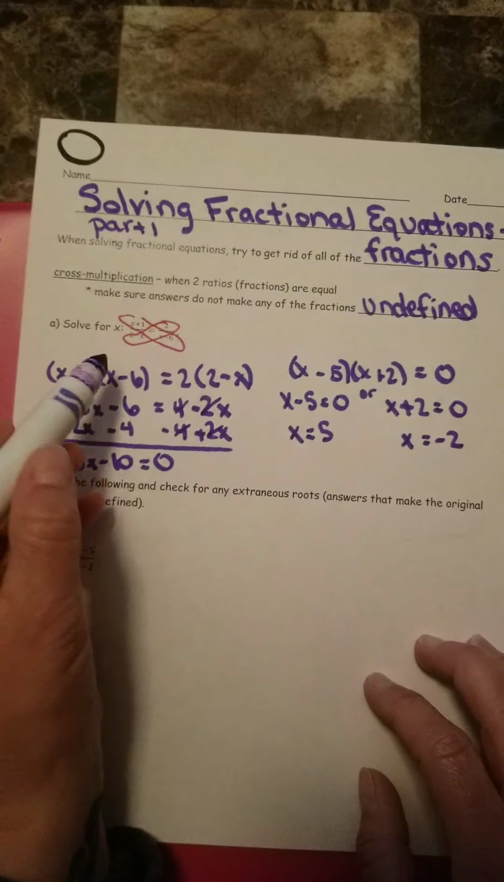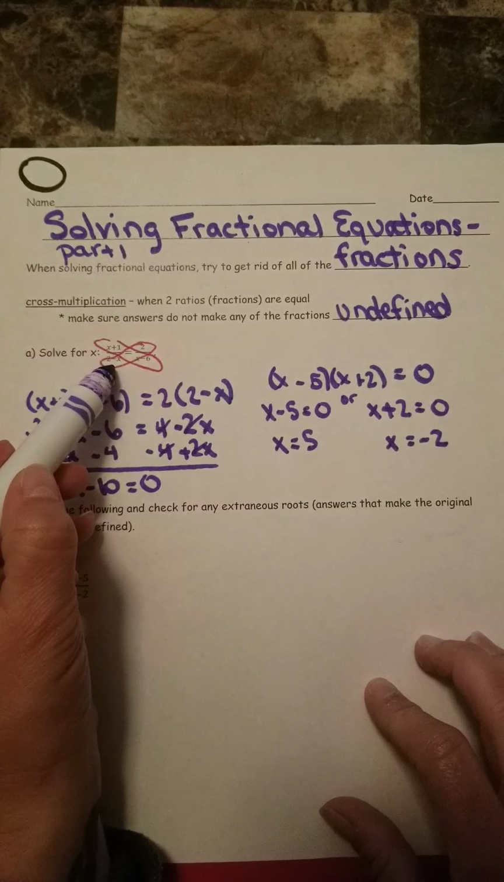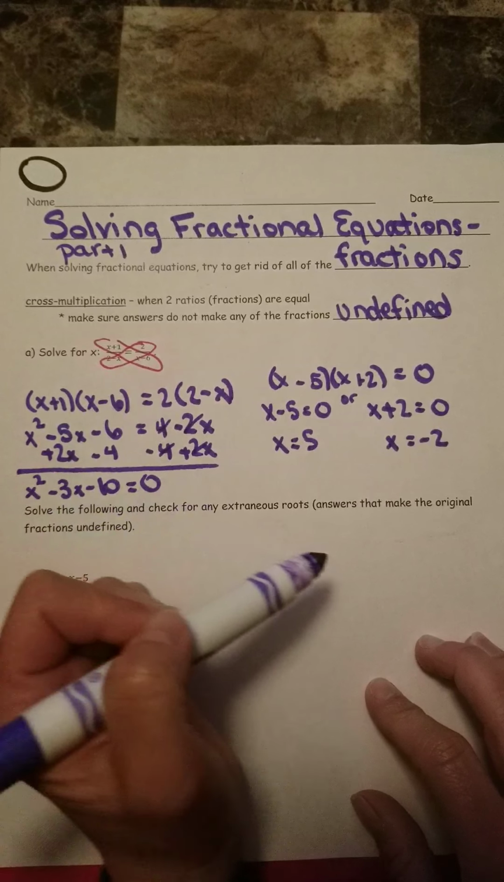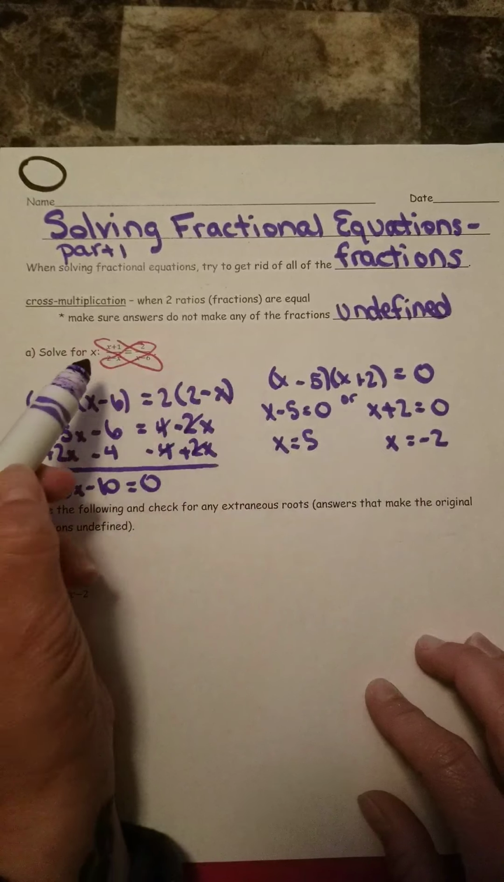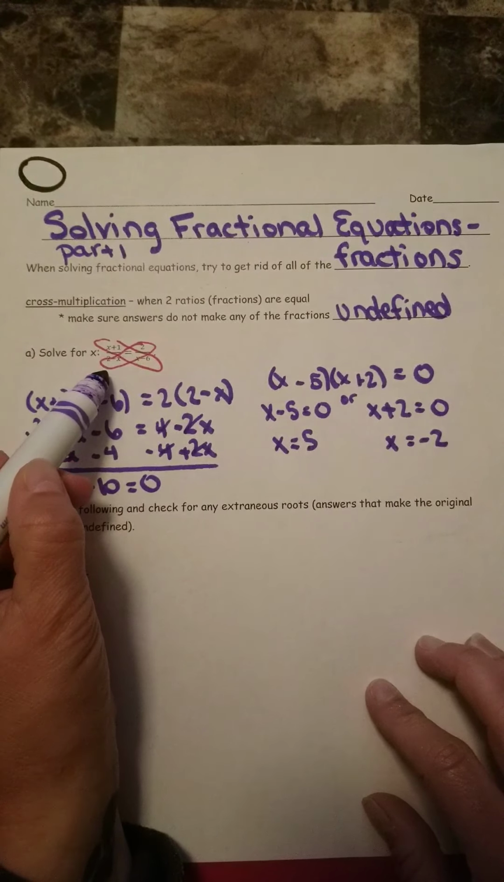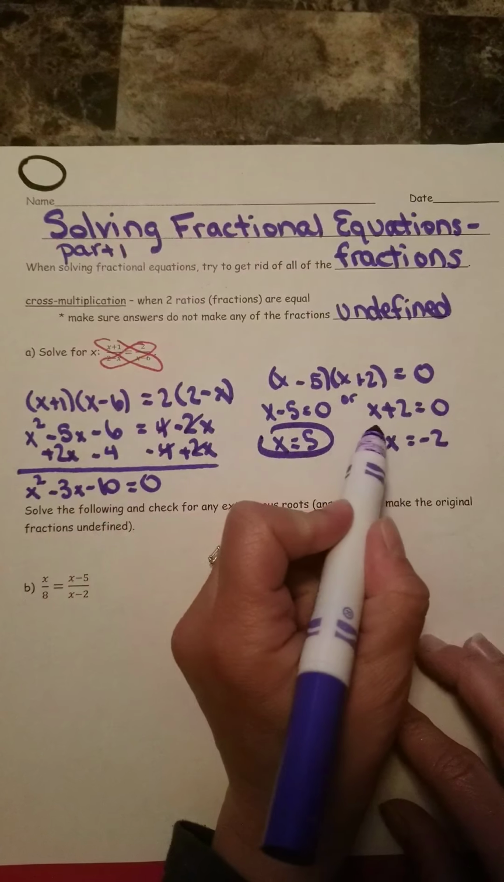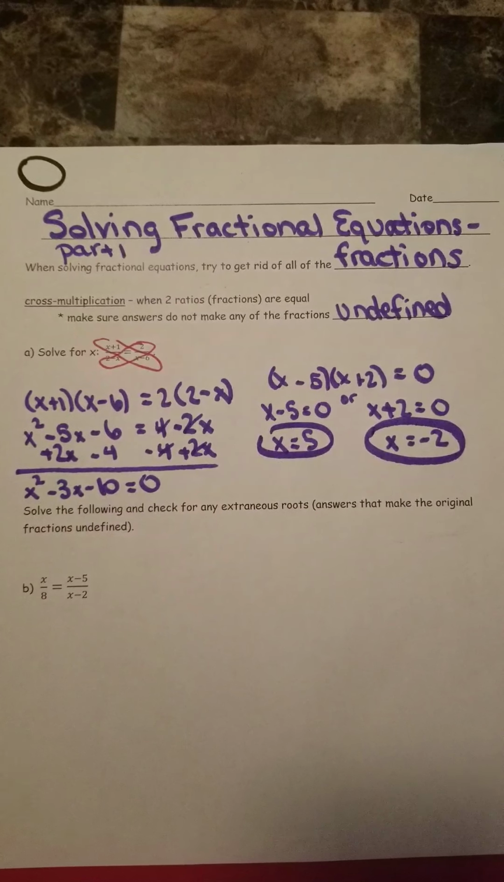So if I take 5, 2 minus 5 is negative 3, so that's okay. 5 minus 6 is negative 1, so that's okay. Now I'll try this one. 2 minus negative 2 is 4, that's okay. Negative 2 minus 6 is negative 8. So they both do not equal 0, so they are both the answer.